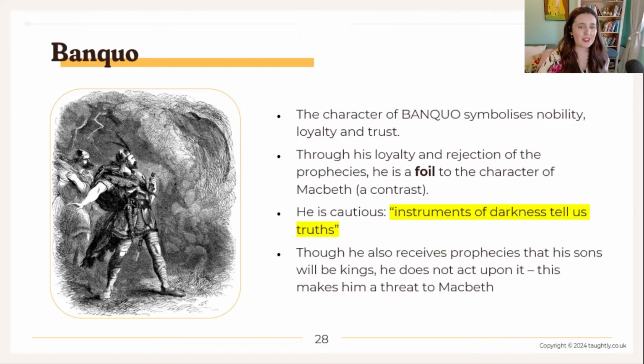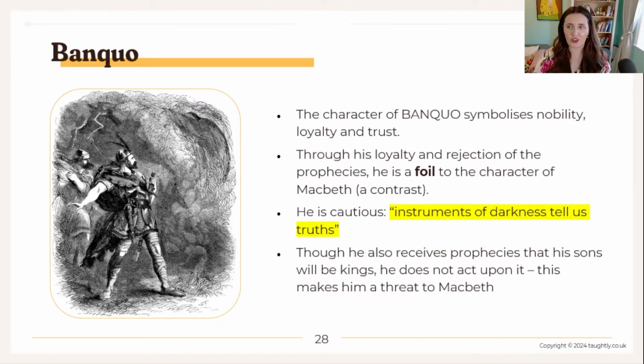Banquo. Banquo symbolises nobility, loyalty and trust. Of course, Shakespeare's got to be complimentary towards Banquo as King James I's direct ancestor. So Banquo is very, very loyal, and he's also sensible, right? He rejects the prophecies. When the witches tell Macbeth, "Thou shalt be king hereafter," Macbeth is immediately like, "Ooh, great, nice plan," and he immediately starts hatching a plot.